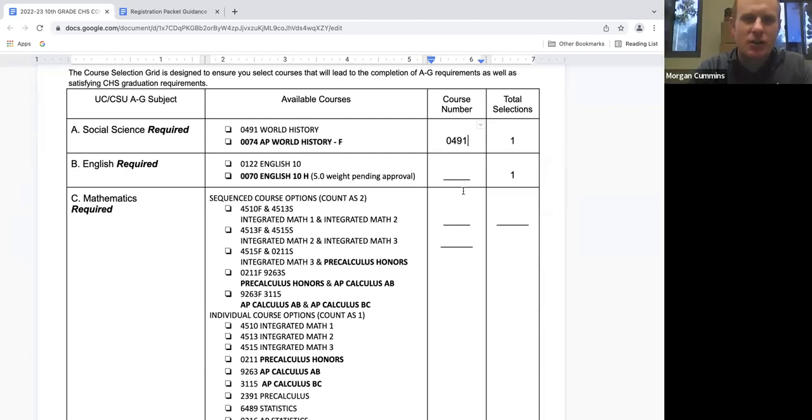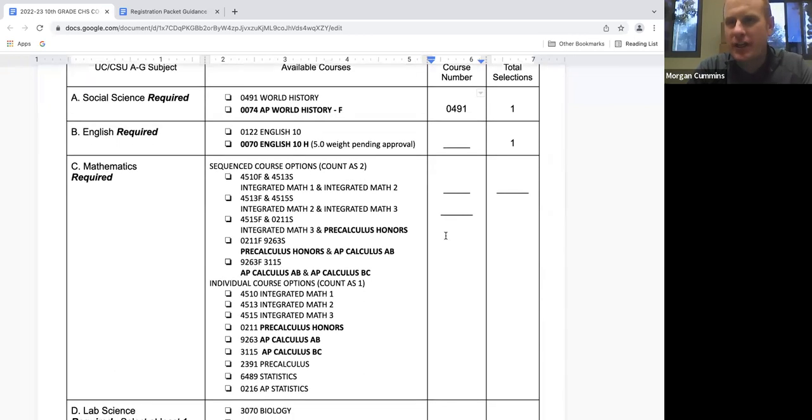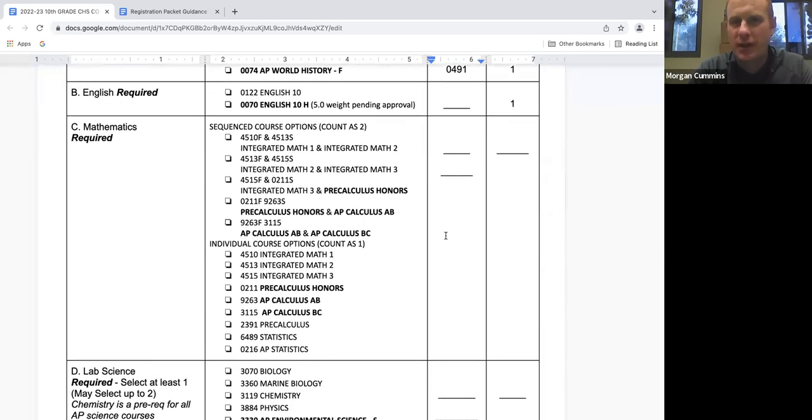All right. So next, all students take English all 4 years. So you have your choice between English 10 and English 10 honors. Very similar to history, ask yourself how strong of a reader you are. There's going to be more reading and writing in English 10 honors, and it's going to be faster paced and graded a little bit more rigorously than regular English 10 will.